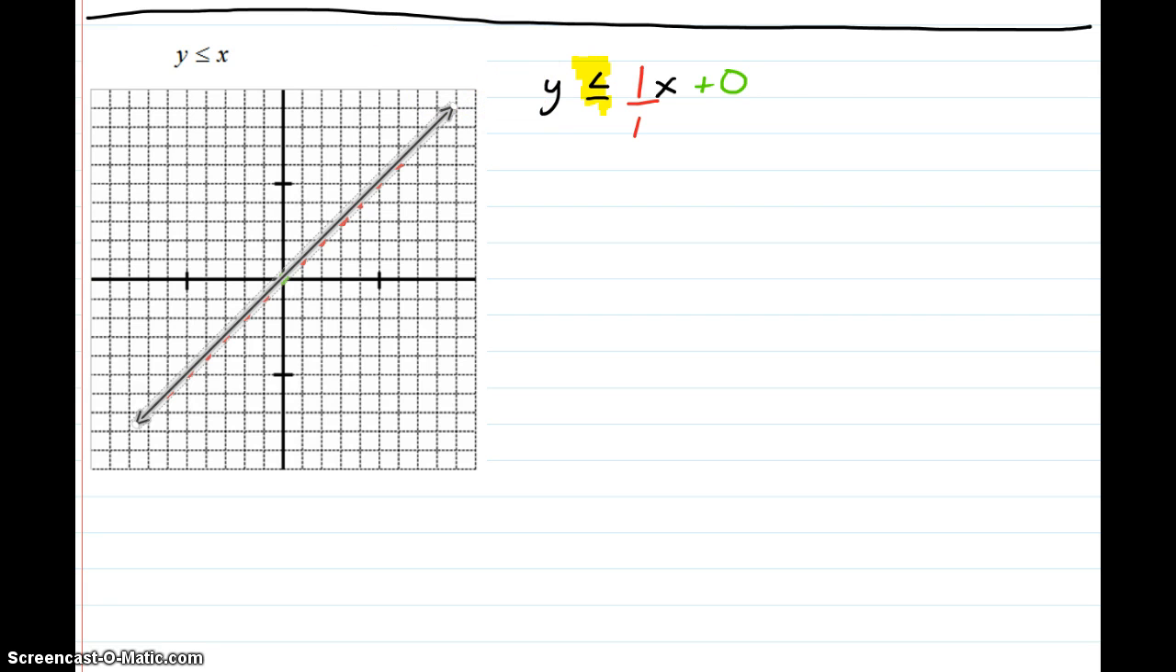And now we're going to look at where we are going to shade. So we go back to less than. Now, if you think of less than as kind of meaning below, whenever it's a less than, we're going to shade below the line.